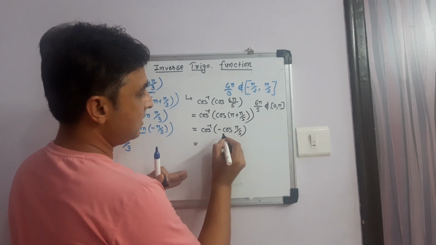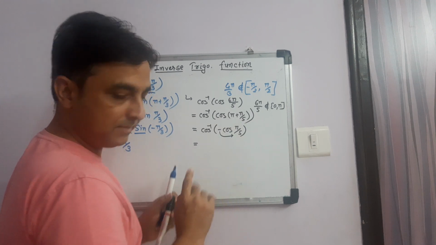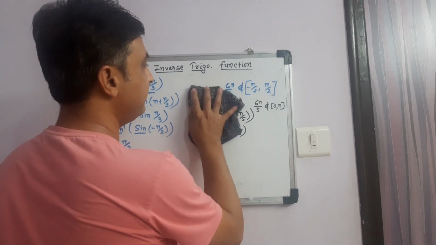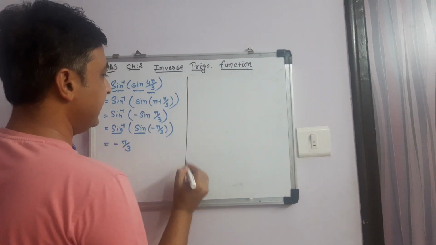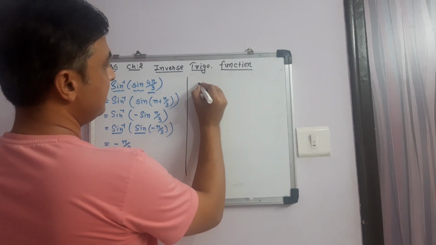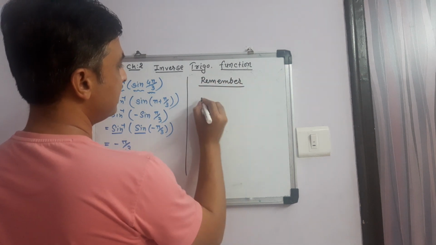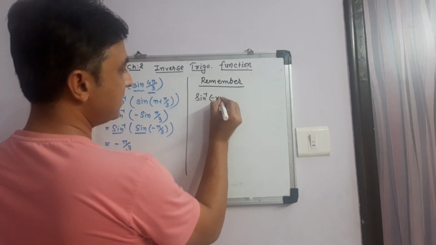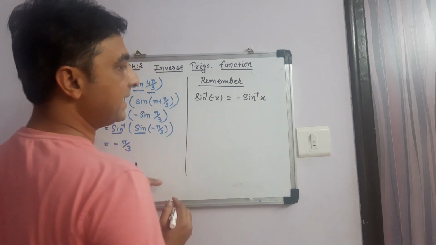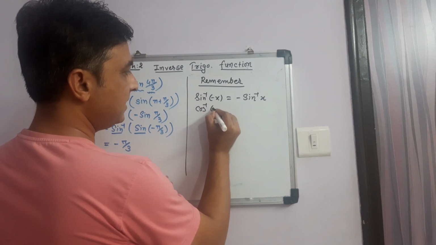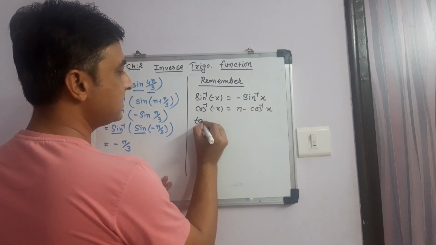Now, that minus can't go inside cos. See, one second. Before that we need some formulas for negative values. Sin inverse of minus x equals minus sin inverse x. Cos inverse of minus x equals pi minus cos inverse x.